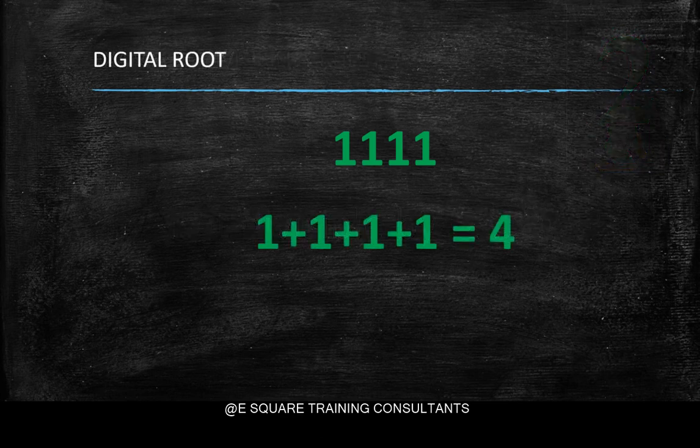Before moving on to the divisibility rule of 3, let's understand what digital root is. I have taken the same example 1111, and the digital root is nothing else but the sum of the digits of the given number. So here I have taken 1111, so the digital root is nothing else but 1 plus 1 plus 1 plus 1, which is 4.